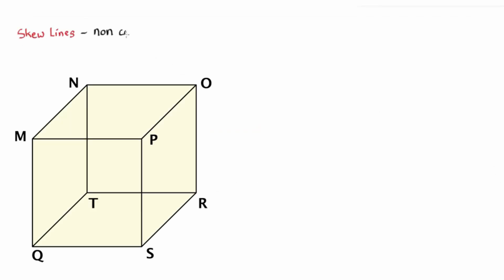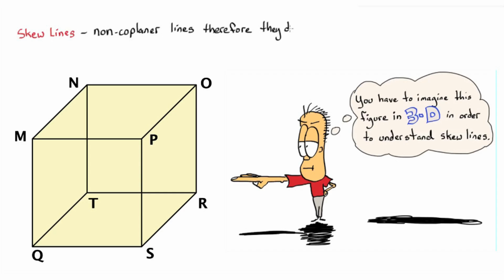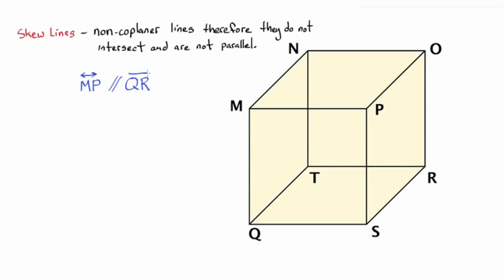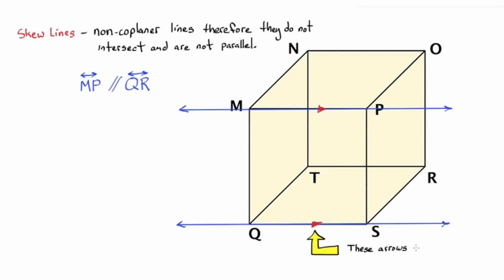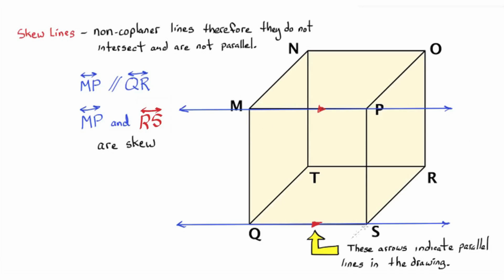Skew lines: non-coplanar lines, therefore they do not intersect and are not parallel. Line MP is parallel to line QR. I can show these arrows, which indicate parallel lines, in the drawing. However, line MP and line RS are skew. They do not intersect and are not parallel. Okay, I hope that makes sense for everybody.